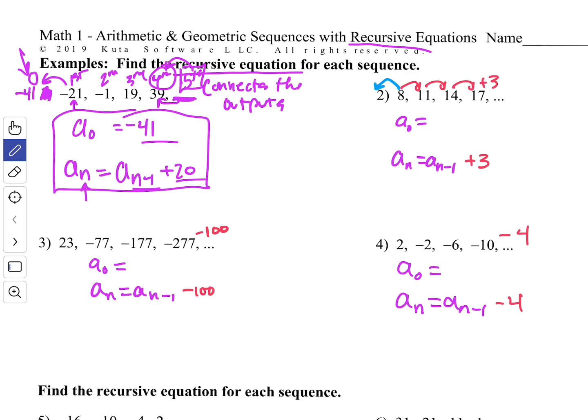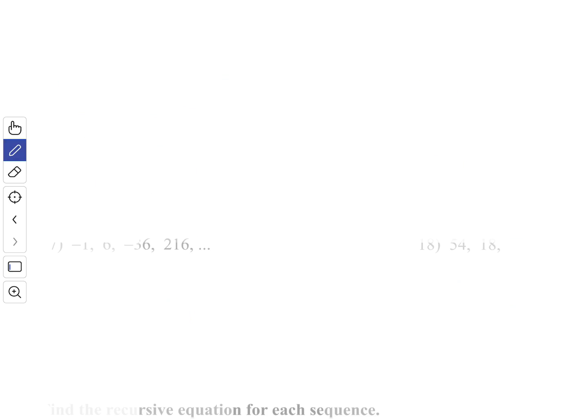Now the start: we go backwards. Instead of adding 3, I subtract 3, and I start at 5. Instead of subtracting 4, I add 4, and I start at 6. Instead of subtracting 100, I add 100, and I start at 123. So that's all there is to it. The first step is deciding if my questions are arithmetic. If they are, we add or subtract, I should say.